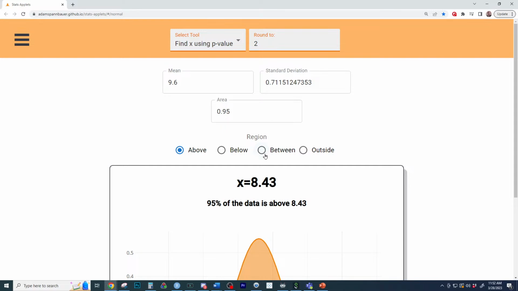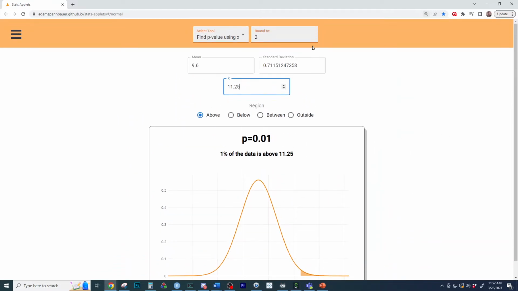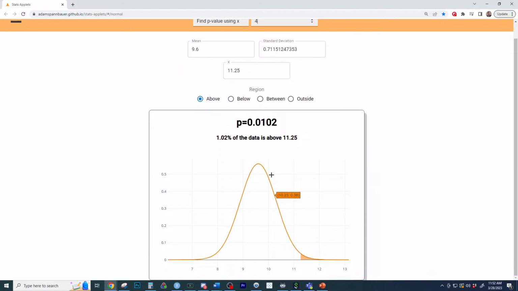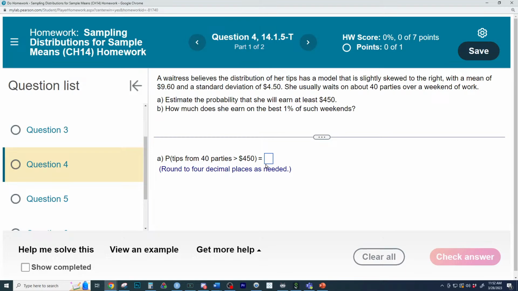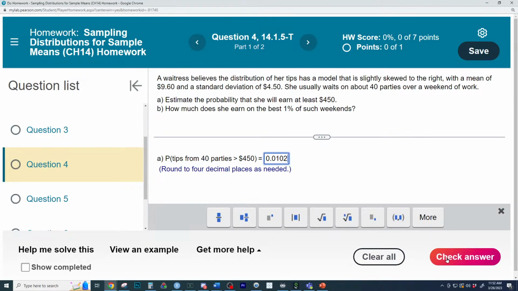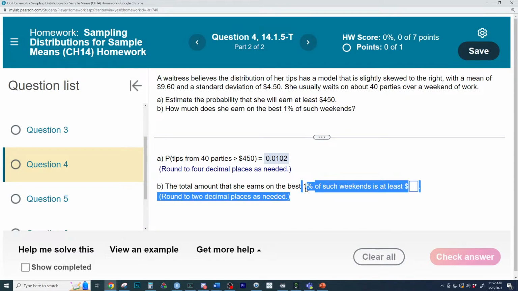Now, remember how we found out that she wants to get at least $11.25? Well, right here, and this is what I love about the applets, you can choose your rounding on the question for how many decimals you want it rounded. And this seems pretty unlikely, about 1% of the time. So we can choose this, bring it over here to the question, and 4 decimal places instantly rounded. And so we should get it correct right there. So great job.